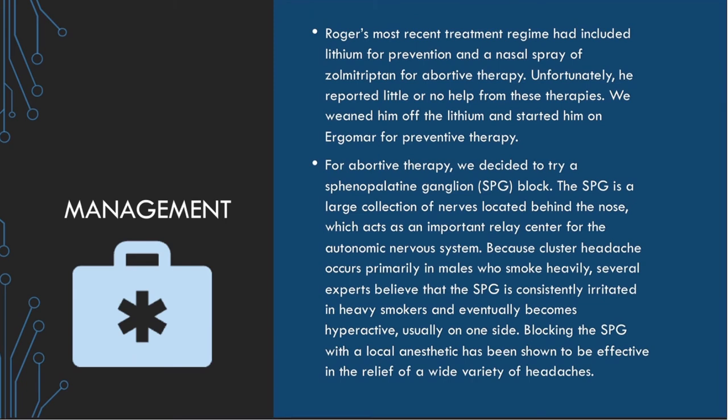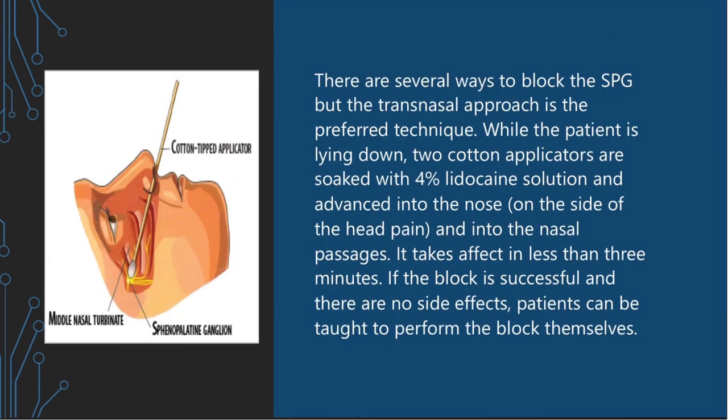The SPG is a large collection of nerves located behind the nose, which acts as an important relay center for the autonomic nervous system. Because cluster headaches primarily occur in males who smoke heavily, several experts believe that the SPG is consistently irritated in heavy smokers and eventually becomes hyperactive, usually on one side. Blocking the SPG with a local anesthetic has been shown to be effective in the relief of a wide variety of headaches. On the left side, you can see how the SPG block works.